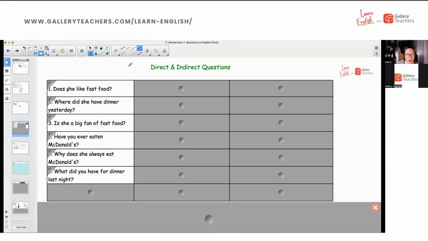So, number 1, number 2, number 3, and number 4. These 3 would be one group. And then we have number 2, number 4, is it number 5 and number 6? This is another group. How are they different? Very good. May is saying, so number 1, number 3, and number 4, these are yes/no questions. And number 2 and number 5 and number 6, these are WH questions, right?